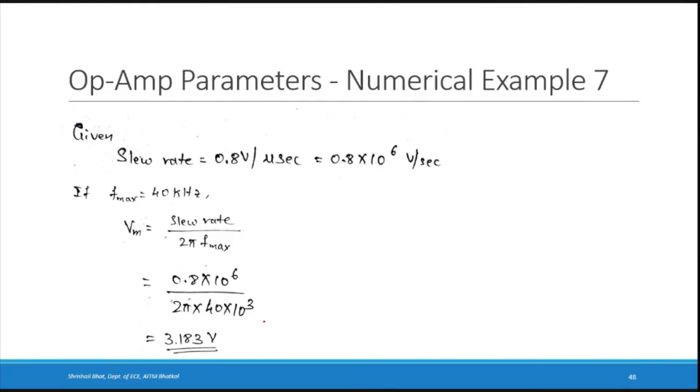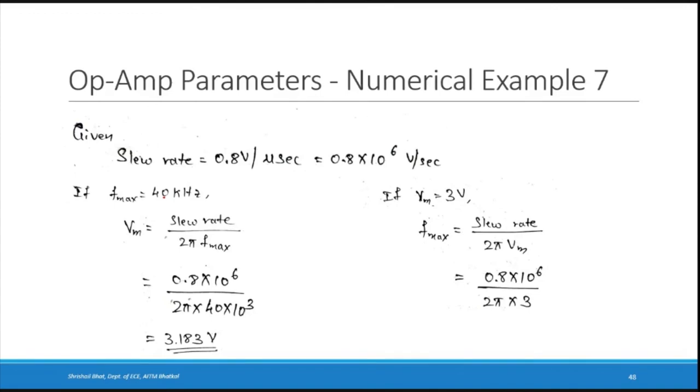In the next case, you have been given Vm and you are asked to find f max. Vm is given as 3 volts. If Vm is 3 volts, what is f max? F max is slew rate divided by 2 pi into Vm. So the slew rate is fixed, 0.8 into 10 raised to 6, divided by 2 pi into Vm, which is 3. Just substitute. What do you get? Calculate. See, for 40 kilohertz it is 3.183. If it is 3, it should be a nearby value, near to 40 kilohertz.